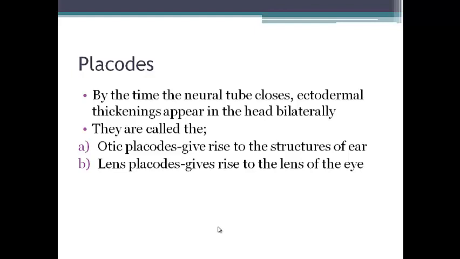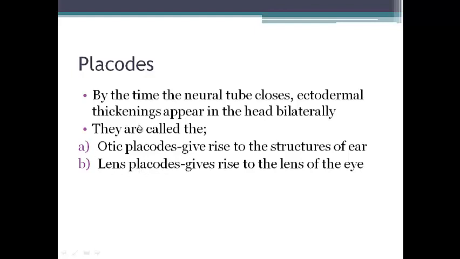So we have structures called placodes. I like saying placodes, it sounds more natural to my ears. So the placodes are ectodermal thickenings that appear in the head on either side, so bilaterally means on either side. And this happens by the time the neural tube completes its closure. There are two types. We've got the otic placode, and we've got the lens placode.